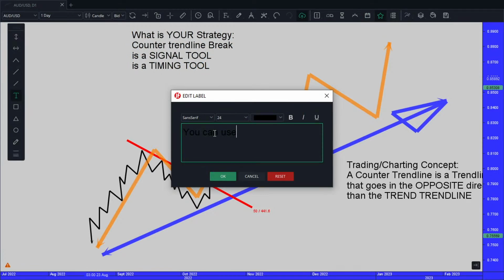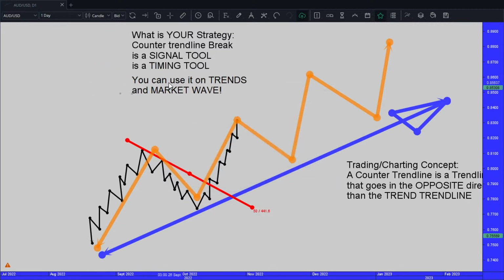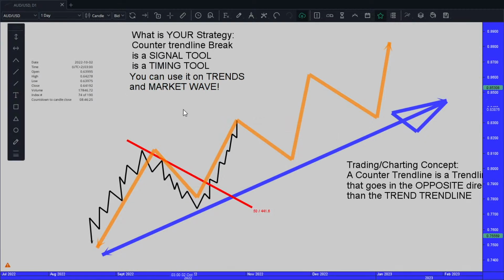You can use it on trends and market wave if you want. Okay, you can use it on trends to enter trends and the market wave. So the black and the orange would be the market wave. Now just the orange would be the trend, right? Can you see it, everybody?